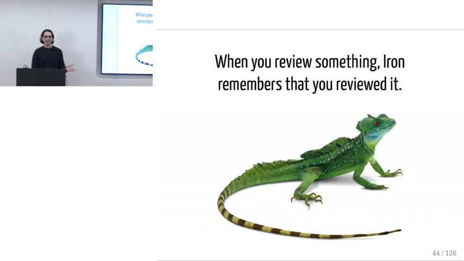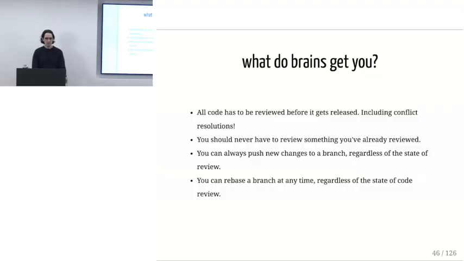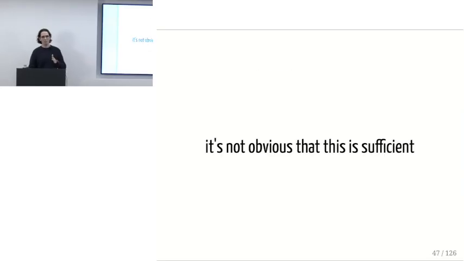But in the end, it means that you don't have to read code again. So brains, the list of constraints that we laid out, how many of these constraints are satisfied by brains? Well, actually all of them, which is cool. All you have to do is remember what you've reviewed, and then you actually satisfy all of these constraints. And this is kind of like a weird thing. It seems like such a simple idea.